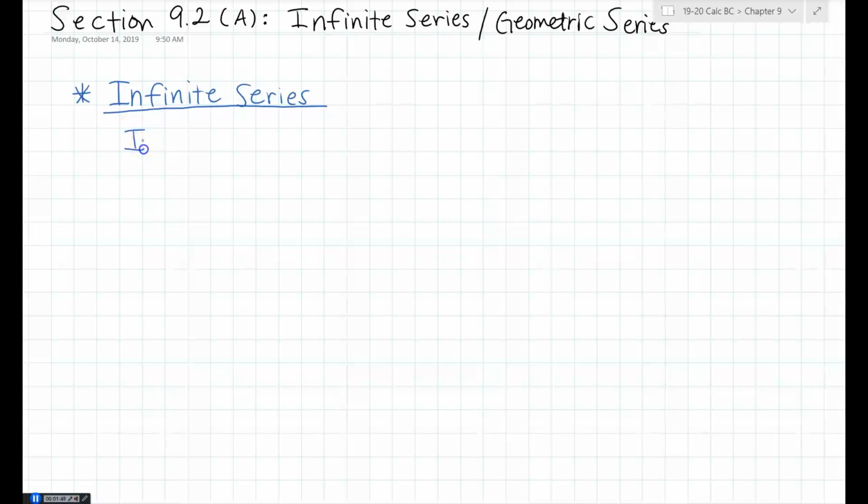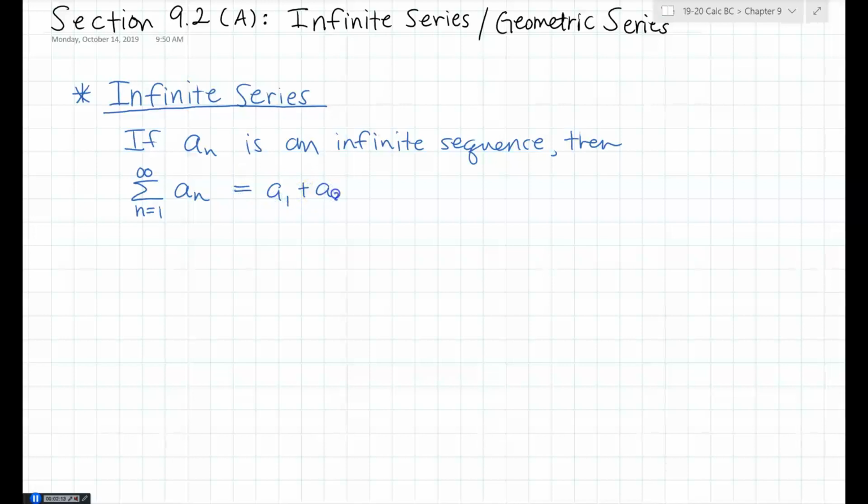So if a sub n is an infinite sequence, then the sum as n goes from 1 to infinity of a sub n is equal to a sub 1 plus a sub 2 plus a sub 3 plus etc., plus a sub n plus etc., and this is called an infinite series.